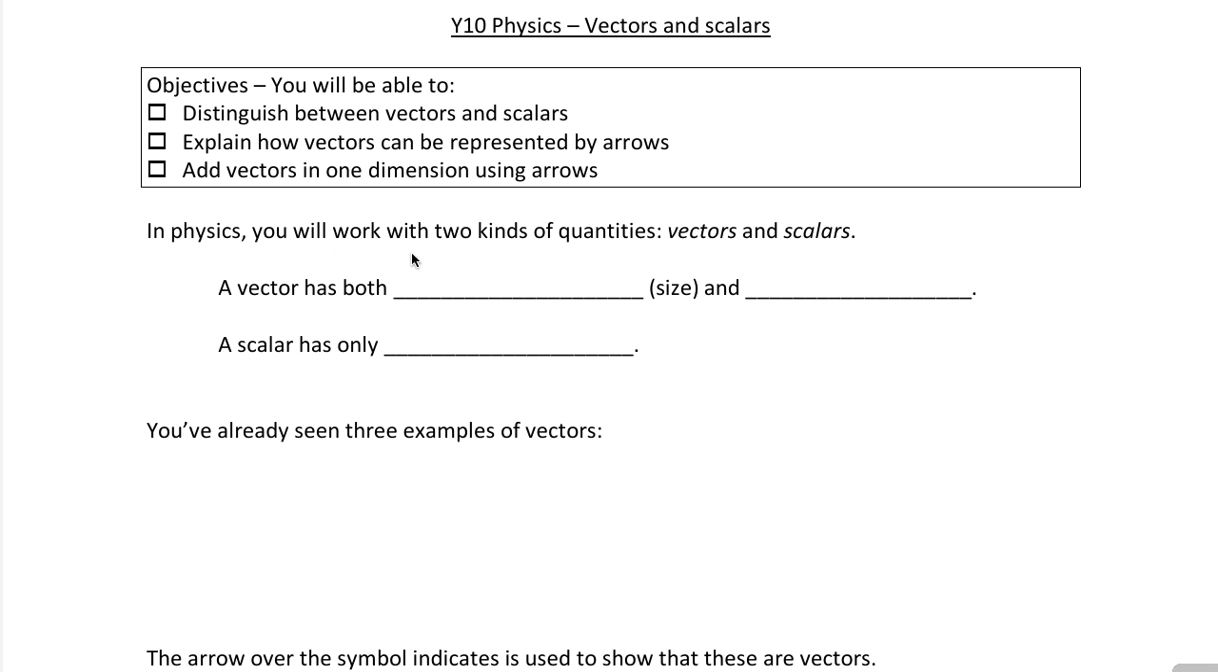So in physics, you're going to work with two kinds of quantities, or two kinds of things that can be measured: vectors and scalars. Now, a vector has both magnitude, that's another way of saying size, and direction. So for example, we talked about displacement being a vector, and you might have a displacement of 5 meters, that's the magnitude, and then right would be the direction.